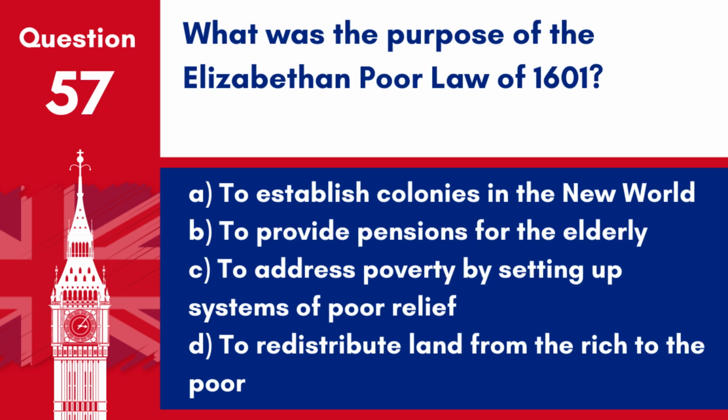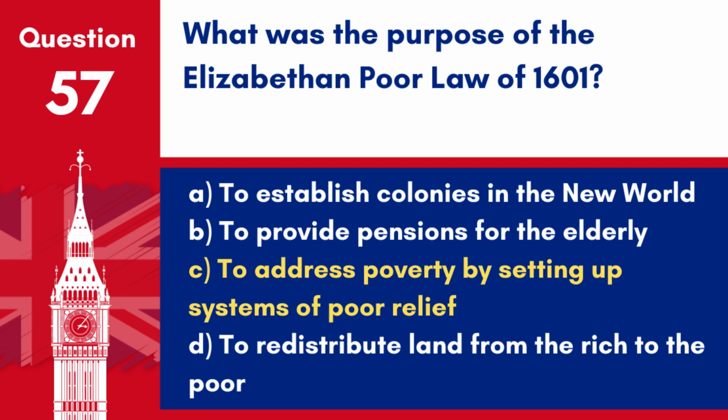Question 57. What was the purpose of the Elizabethan Poor Law of 1601? A. To establish colonies in the New World. B. To provide pensions for the elderly. C. To address poverty by setting up systems of poor relief. D. To redistribute land from the rich to the poor.